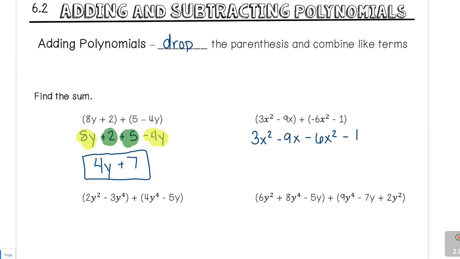Combine your like terms. We have 3x squared minus 6x squared. 3 minus 6 is a negative 3. Keep your x squared. And then we have negative 9x. There's no other x's, so we just rewrite minus 9x. There's no other constant, so minus 1.